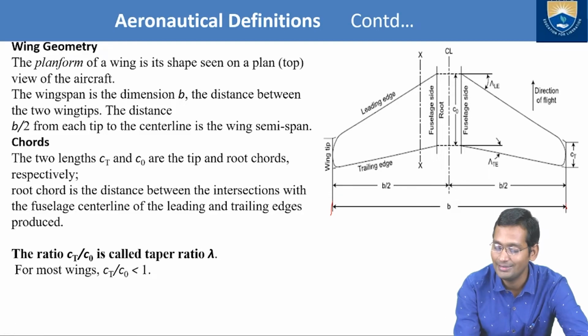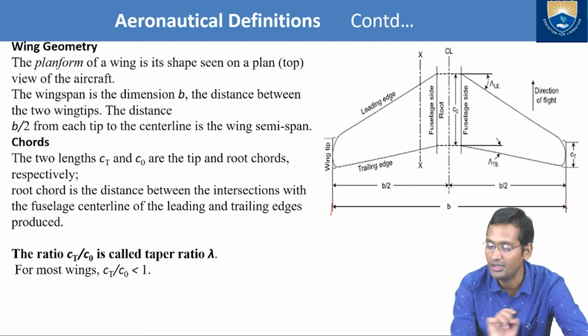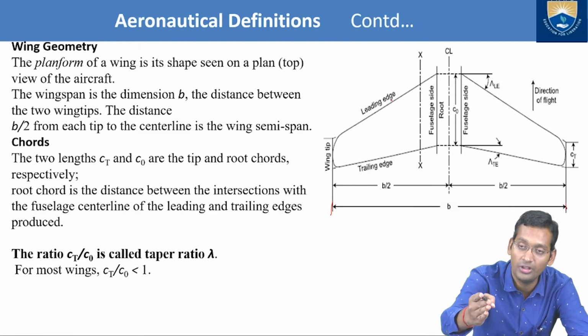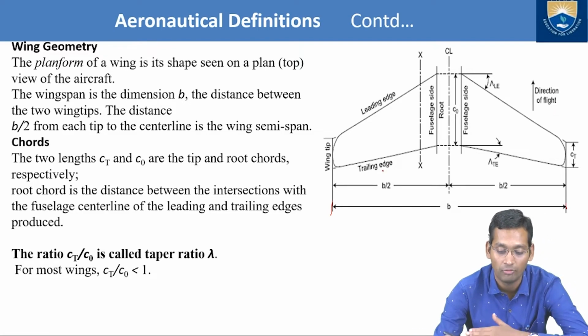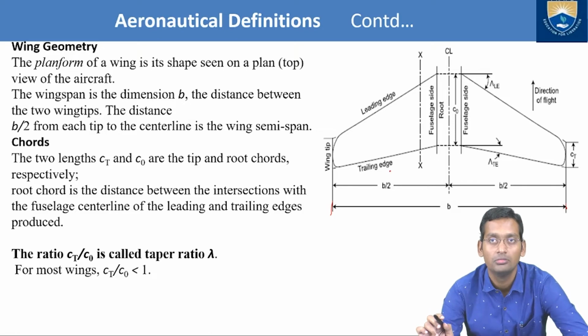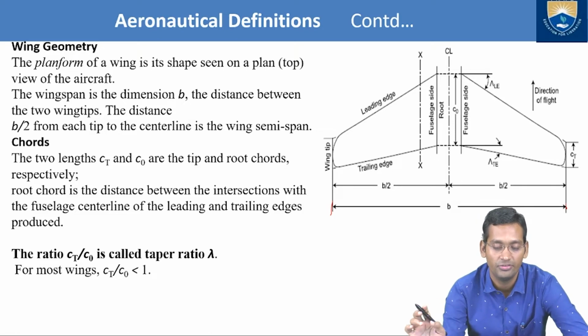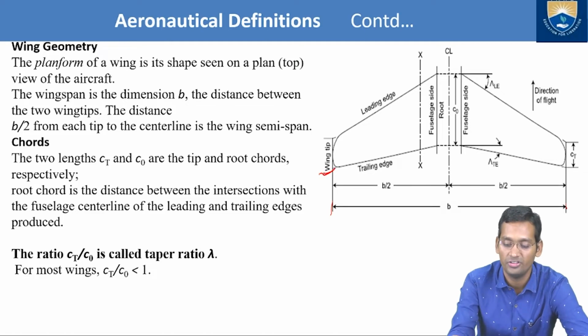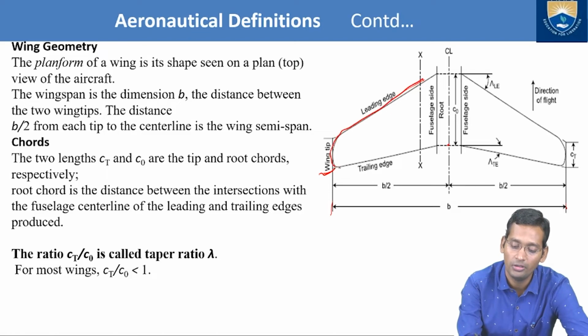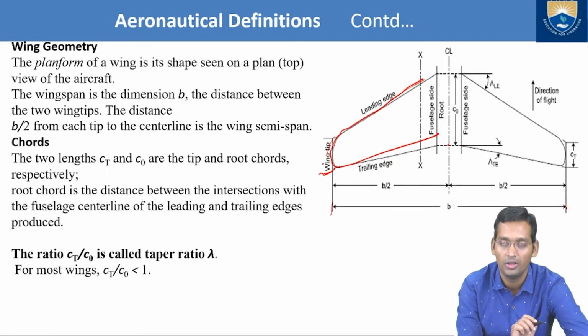This rear part is the trailing edge. This is the leading edge. If this moves in the direction of flight, the direction of flight should be this side. Then only this will be the backward side, and the backward side is the trailing edge, and the front one is the leading edge. The edge of this side is called the wing tip. This is the wing, right? So at the tip is the wing tip.